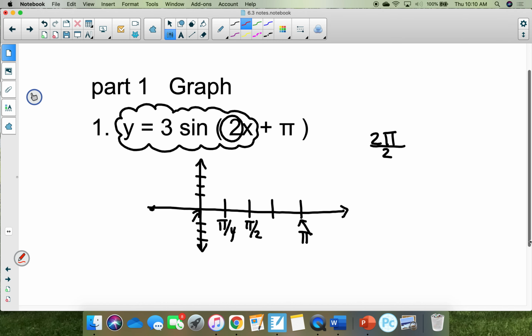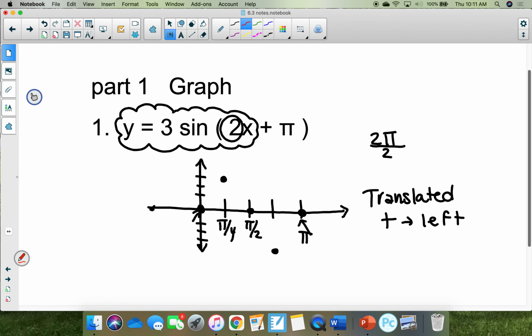Okay, and now what you're going to do is sine starts at 0, it goes up to 3, it goes back down, it goes back down, and it goes back up. Do not connect them because that is not the answer. All of these dots are going to get translated side to side. A positive means you're going to move everything to the left.